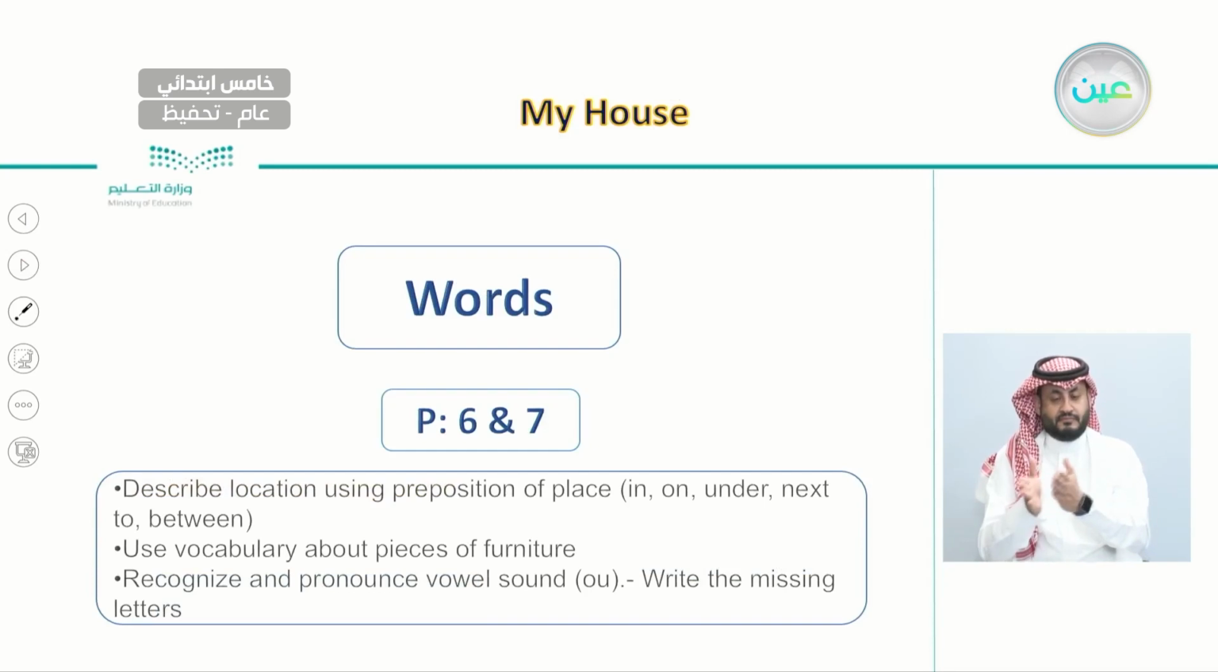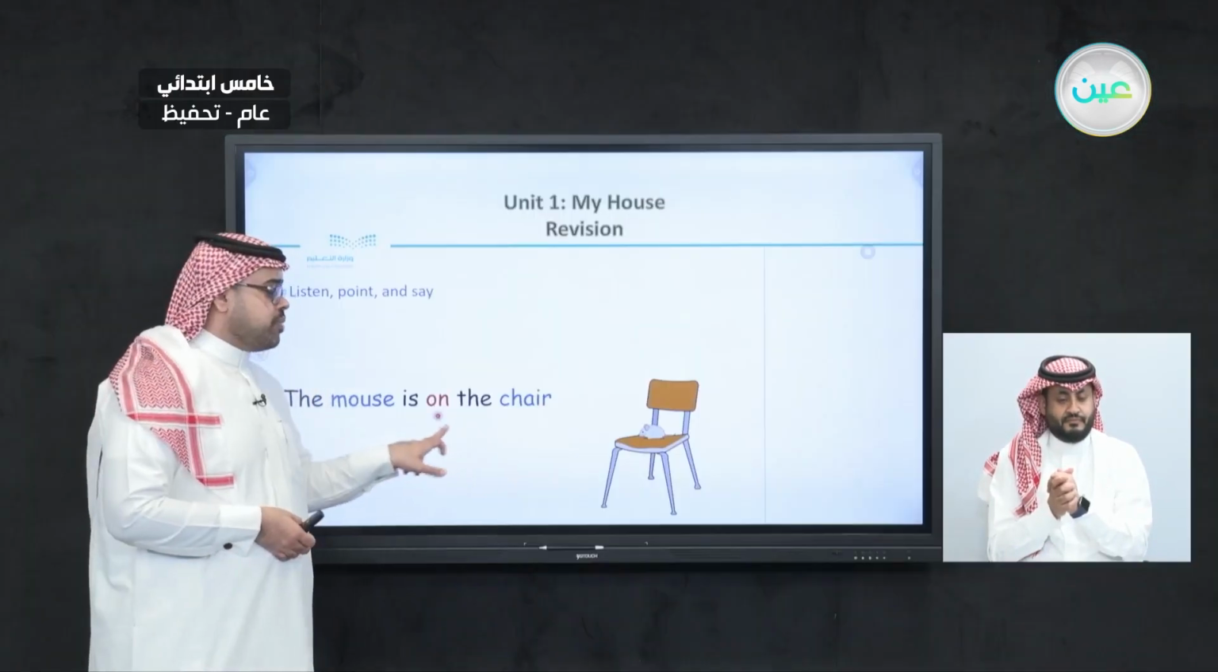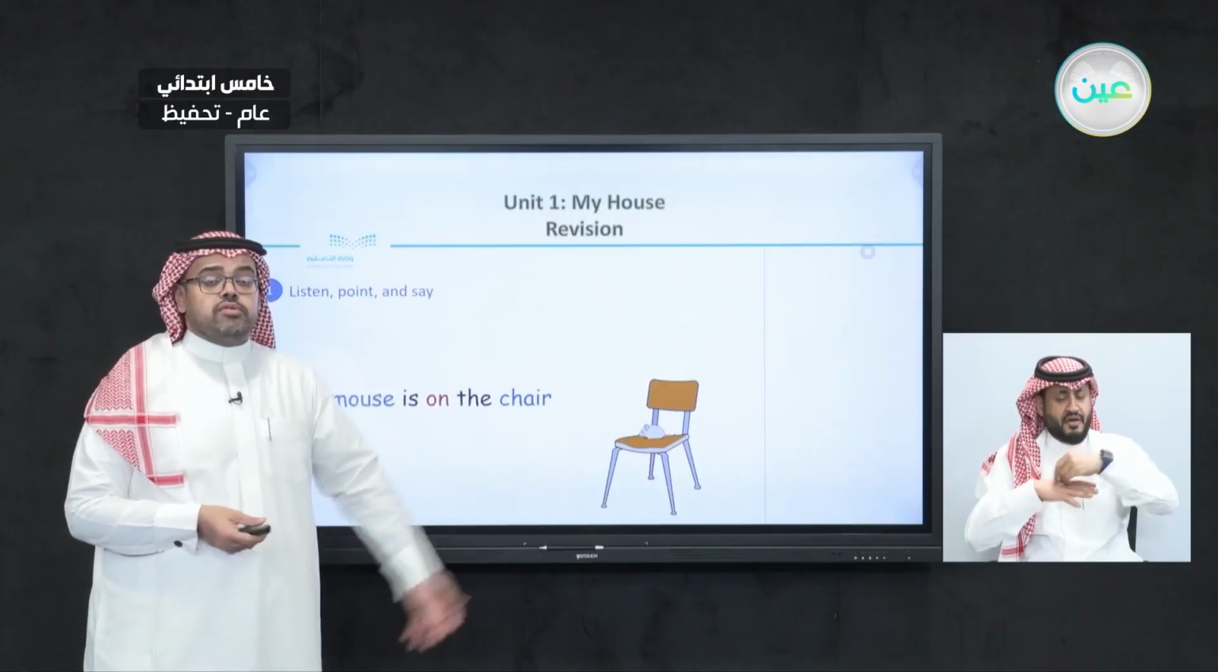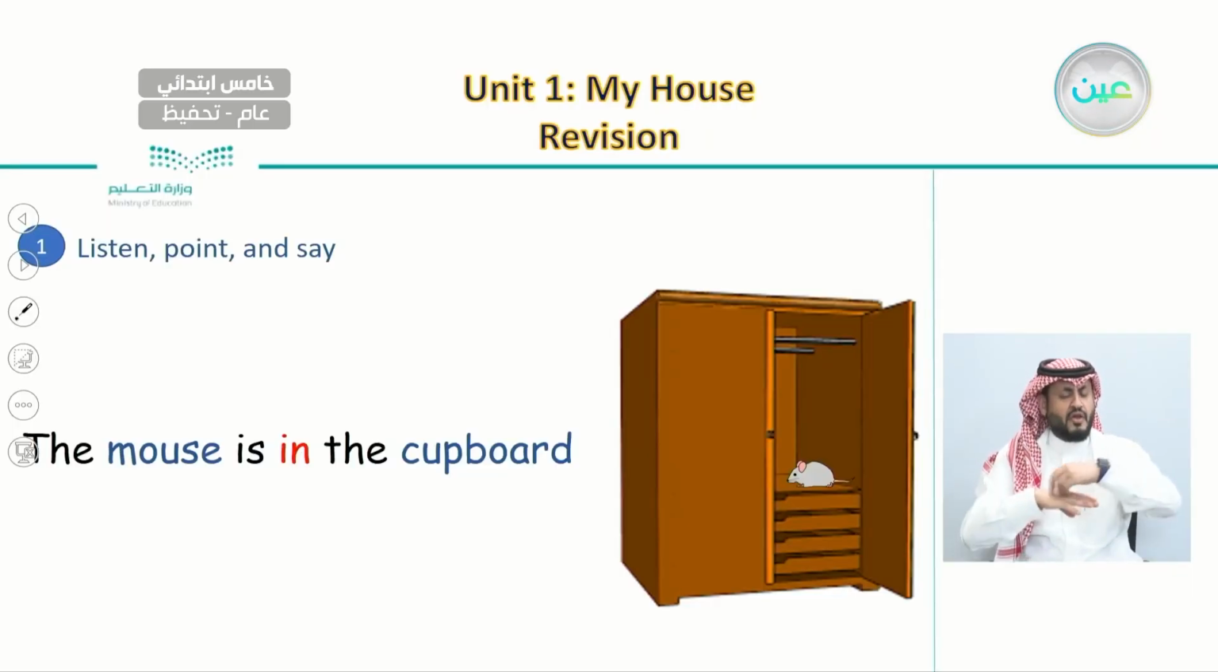And after this, we had the Words lesson on pages 6 and 7. Our goals were to describe location using prepositions of place: in, on, under, next to, and between, and also to talk about pieces of furniture. Here we talked about the preposition on. We said that we can learn the preposition meaning by only looking at the mouse. So here the mouse is on the chair, and here the mouse is in the cupboard.